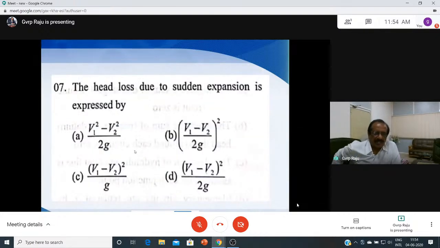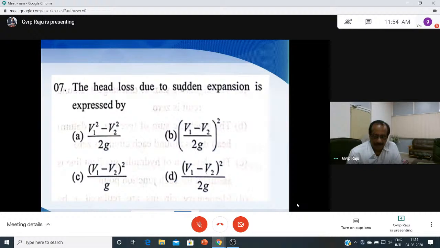Yes, the head loss due to sudden expansion. I have given the head loss due to sudden expansion is (V1 minus V2) whole square by 2g. So try to remember the equation so that you can straight away give answers here. The answer for 7 is D. So V1 is velocity before expansion and V2 is velocity after expansion.